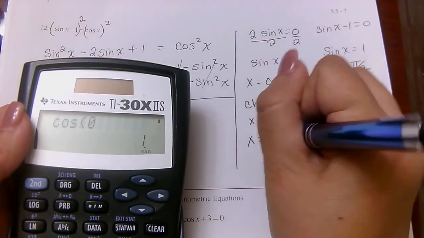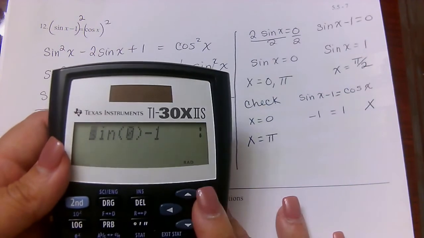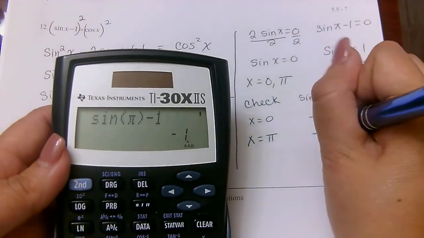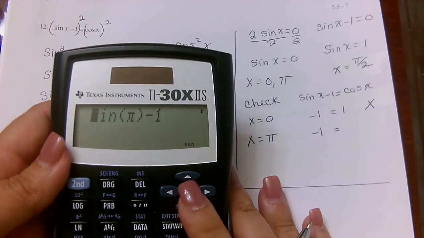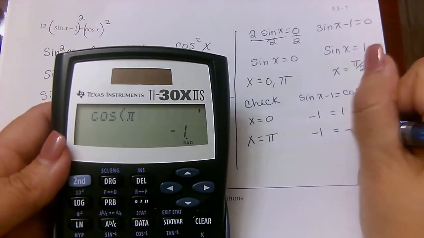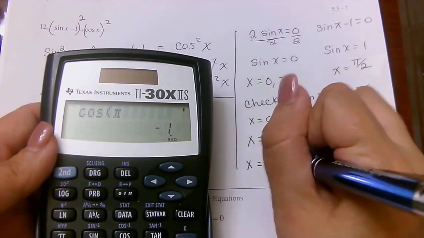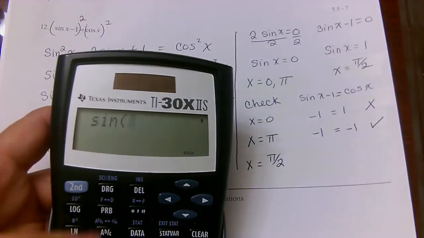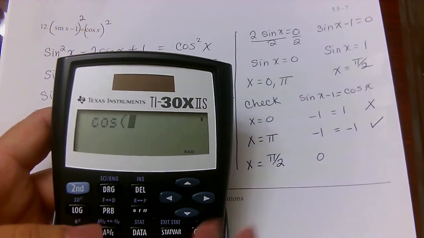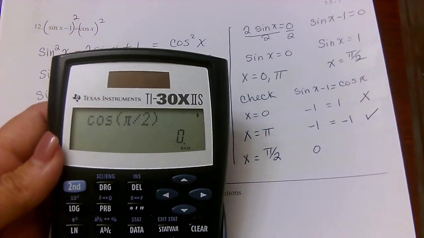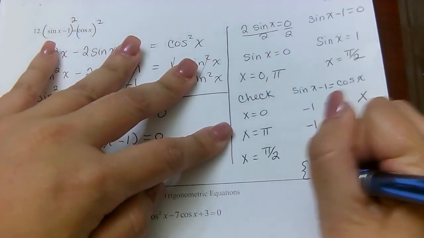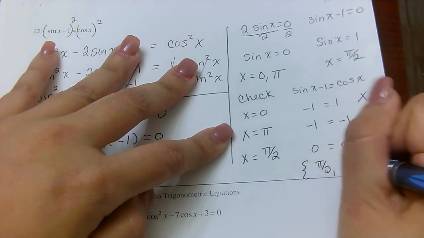Okay? If x is equal to pi, let's see how that changes. I'm going to change it over to a pi. And I see that this comes out to negative 1, and it equals cosine of pi, which is equivalent to negative 1. So this does work. Okay, let's try the last one, pi over 2. Sine of pi divided by 2 minus 1 equals 0, and cosine of pi divided by 2 equals 0. So our solutions are only going to include pi over 2 and pi.